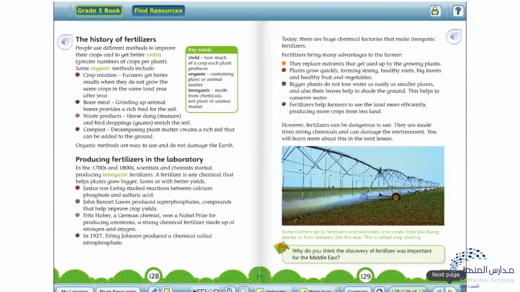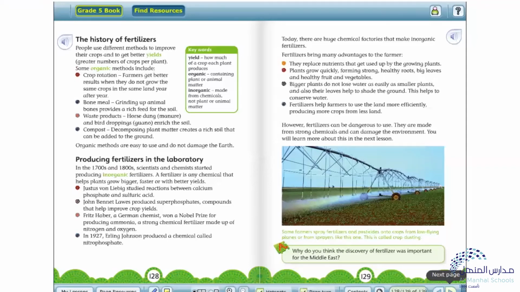Then the last part, they produce fertilizers in the laboratory, the lab. This is where a lot of scientists did research. A fertilizer is any chemical that helps plants to grow bigger, faster, and with better yields. So they mentioned the scientists, the people who were so powerful in bringing in the research in the lab.